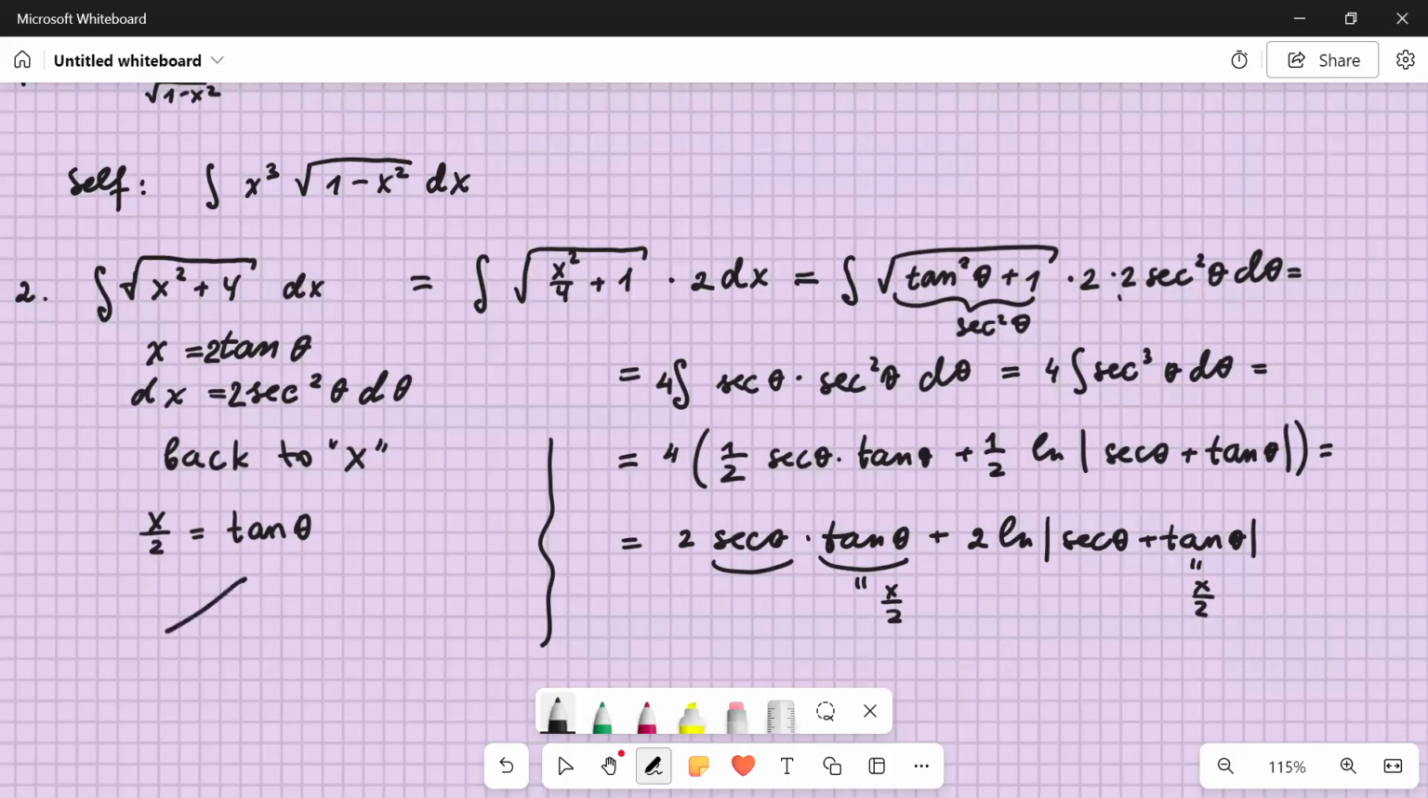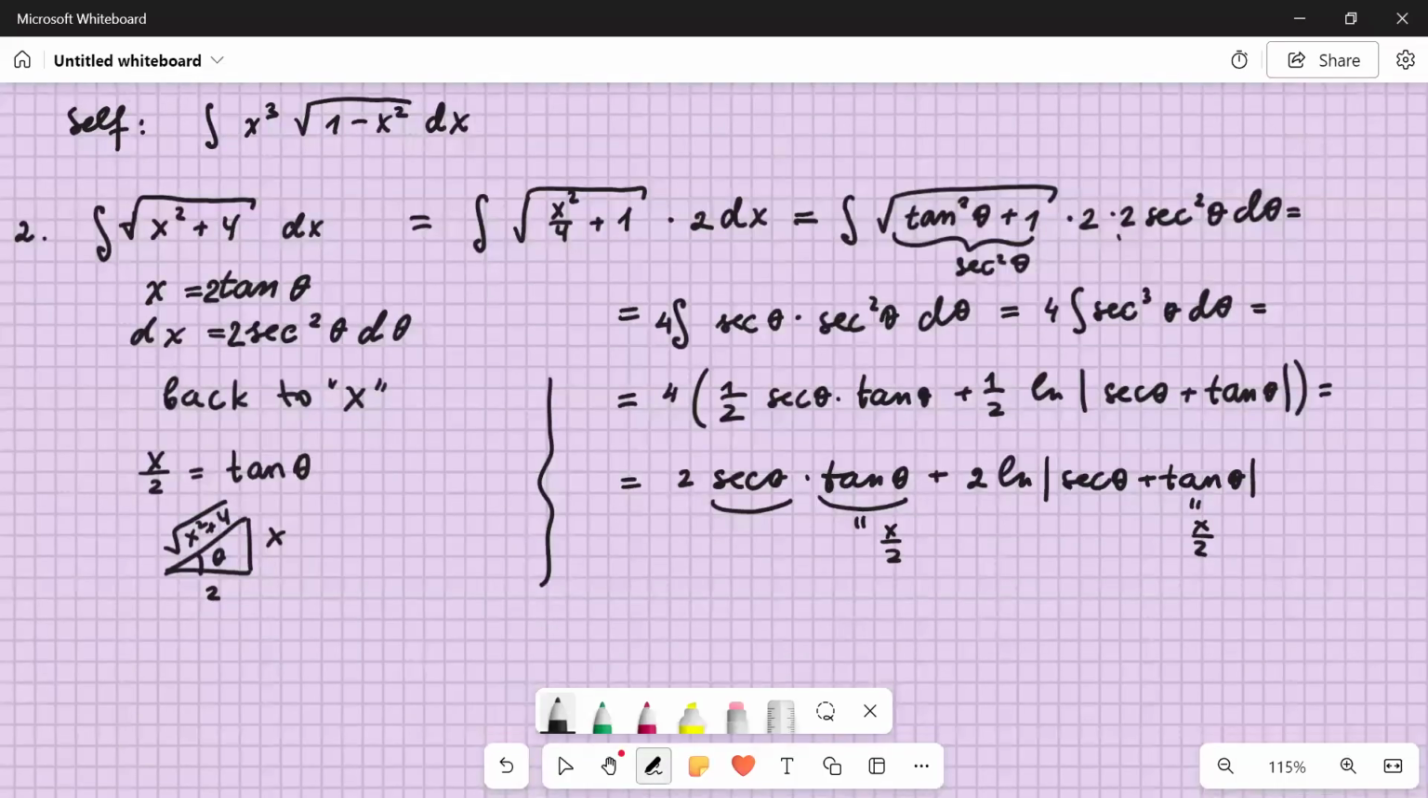Here, guys, we are going to actually use a triangle. You'll understand how it works. This is theta, right? Tangent is opposite side over adjacent. What is the hypotenuse? The hypotenuse is the square root of x squared plus 4. Now, secant is 1 over cosine. What is cosine from here? Cosine theta from here is adjacent side over hypotenuse, right? Secant of theta, which is 1 over cosine of theta, is going to be the same fraction flipped over: square root of x squared plus 4 over 2.